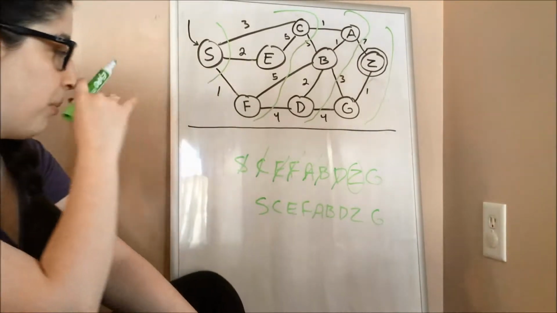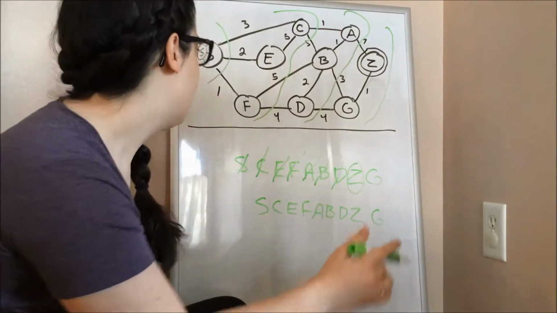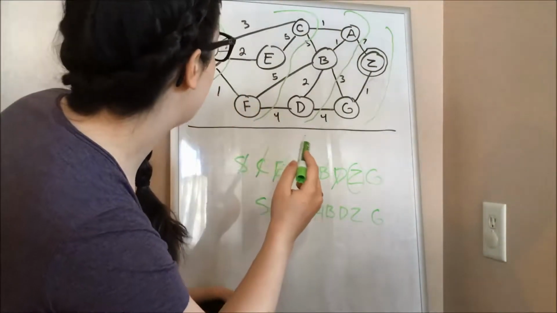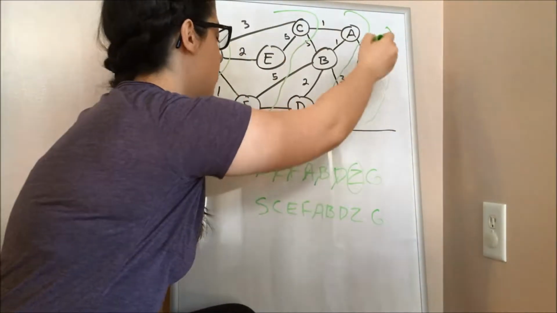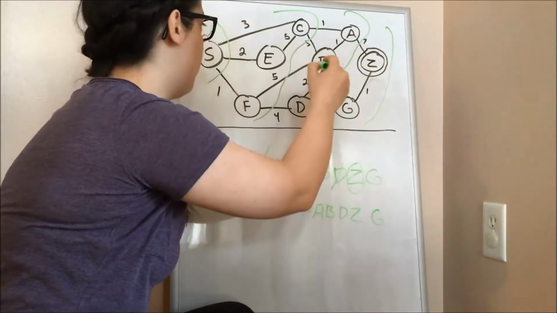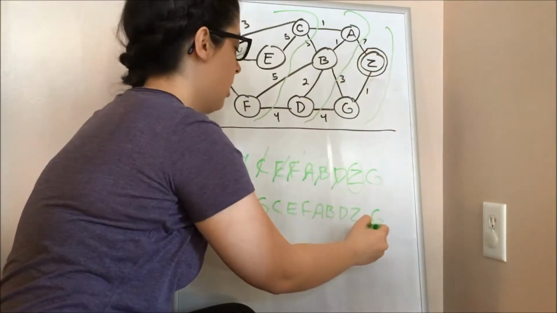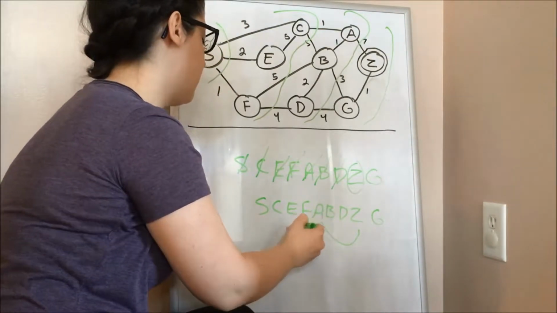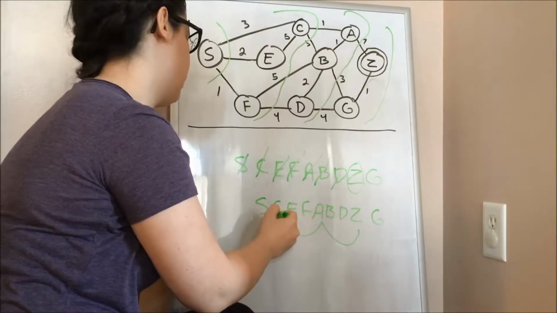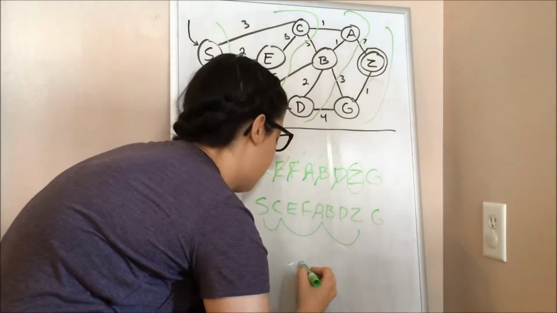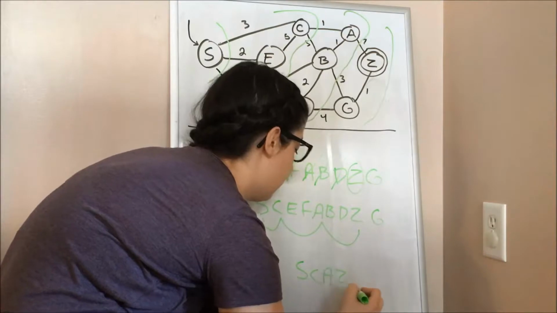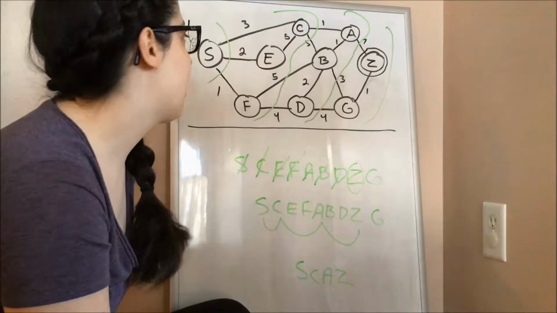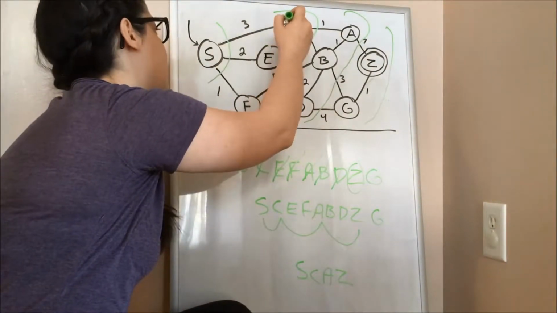And then the path that gets returned is, so you go all the way down this. The path that gets returned is, so we're at Z, and we got to Z from A, and then we got to A from C, and then we got to C from S. So the path that gets returned is S, C, A, Z.